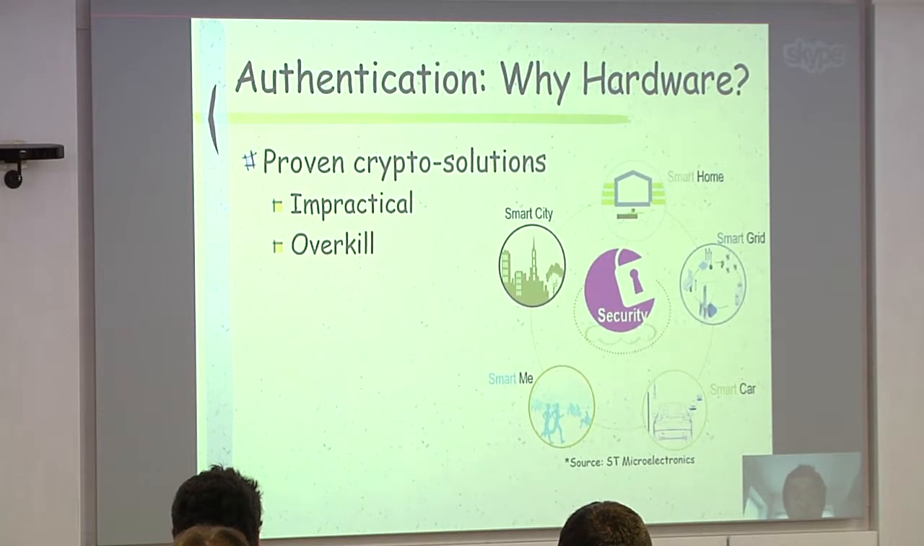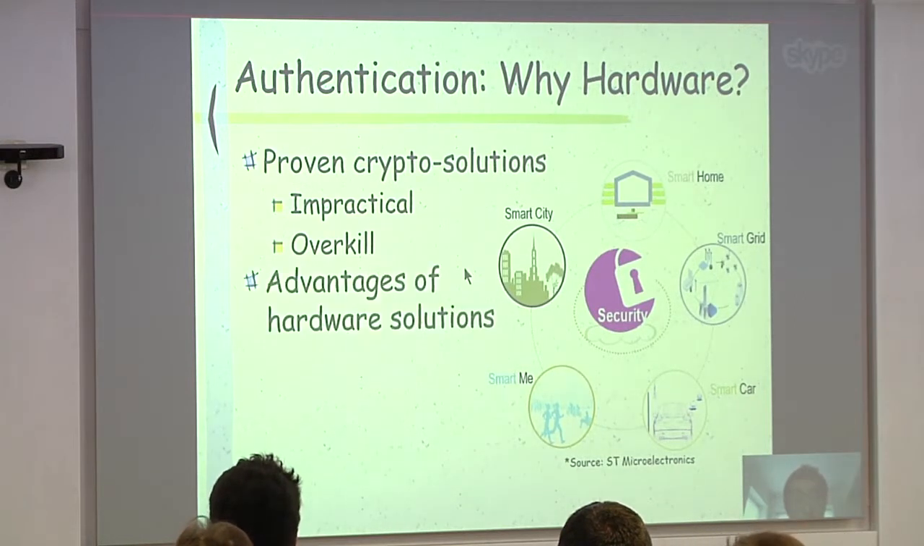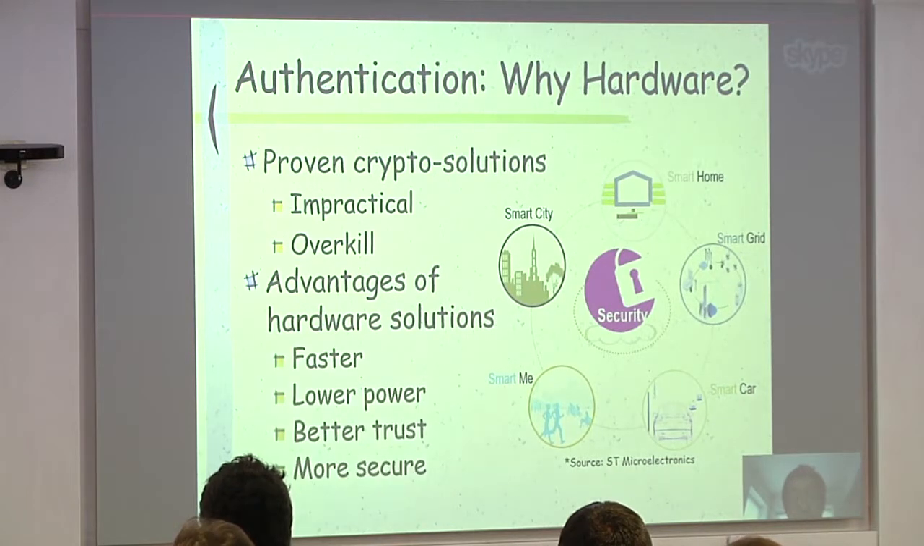So if it is a 70% match, that is considered a very good match. That is why I write overkill here. So the traditional crypto solution overkills a lot of these IoT applications. That brings us to what will be the advantages of using hardware to provide authentication.